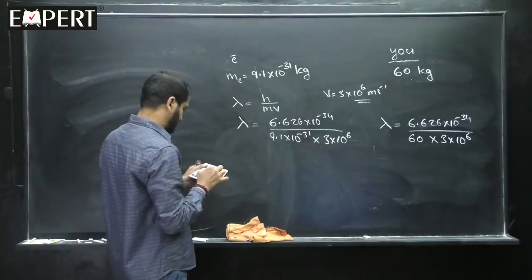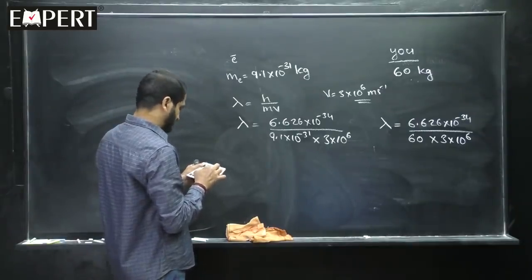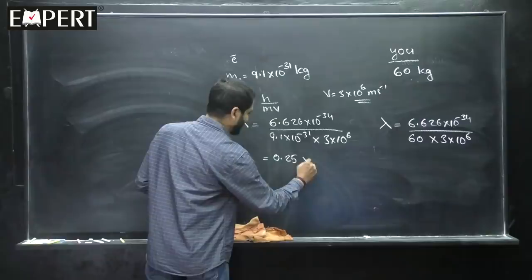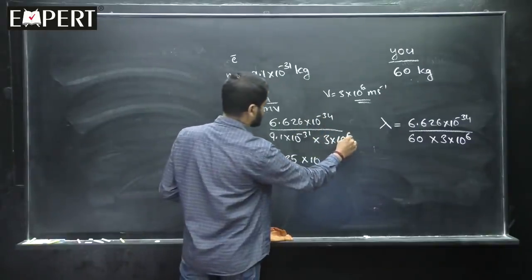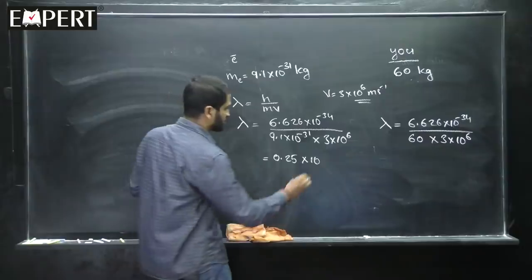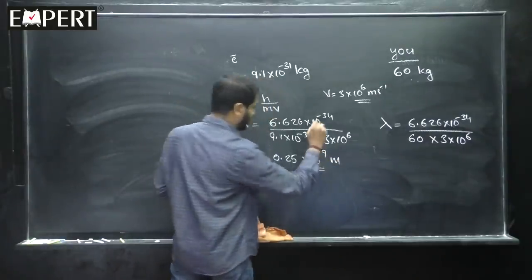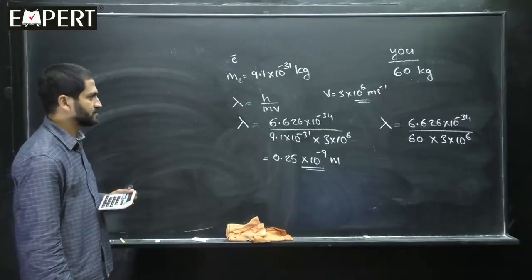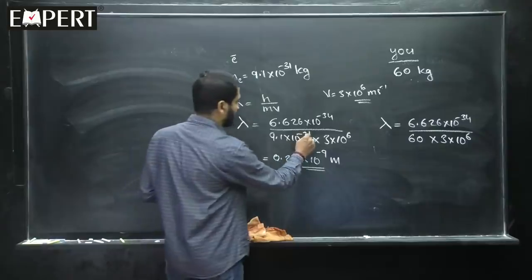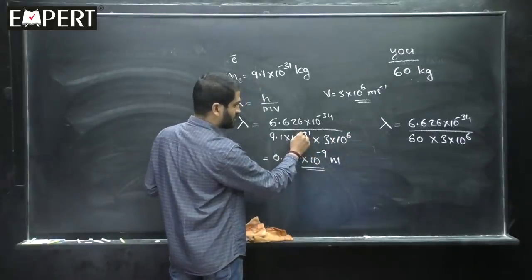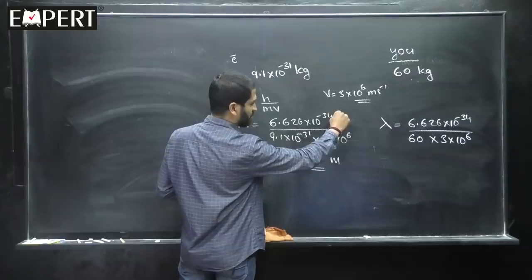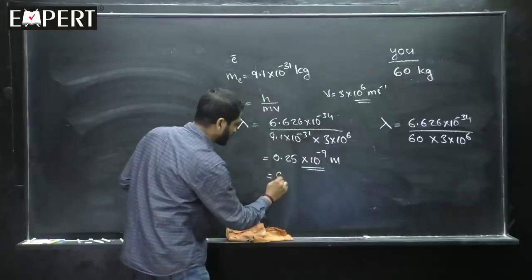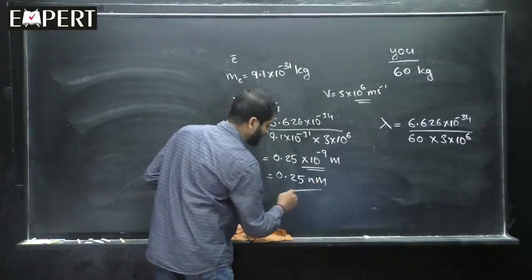6.626 divided by 9.1 divided by 3 is equal to, how much will I get? I will get around 0.25 into 10 to the power minus 34, divided by 10 to the power minus 40... so this would be minus 9 meter. Or you can also say minus 31 plus 6 gives minus 25; when it goes up it becomes plus 25, minus 34 and plus 25 gives minus 9. So this is a nanometer. I can also write 0.25 nanometer, which is measurable.